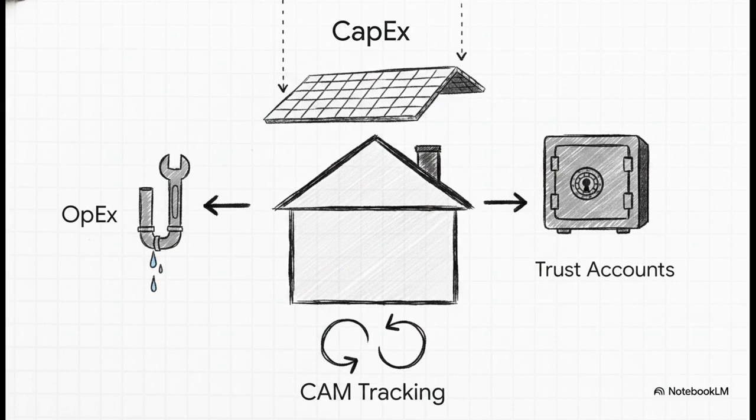You have to separate routine operating expenses from capital expenditures, like putting on a new roof. And let me tell you, misclassifying a CapEx item as a standard repair, that is a massive audit trigger. You've also got multi-entity and multi-unit reporting, strict trust accounting for tenant deposits, and those complex CAM reconciliations for commercial spaces. A specialized structure isn't just a nice-to-have, it's practically mandatory.